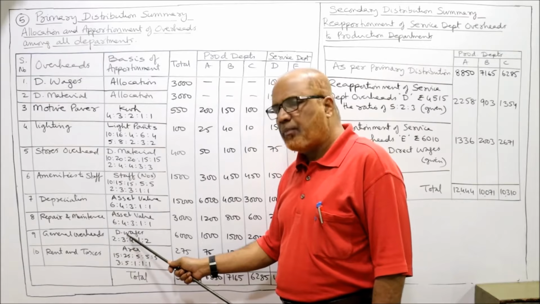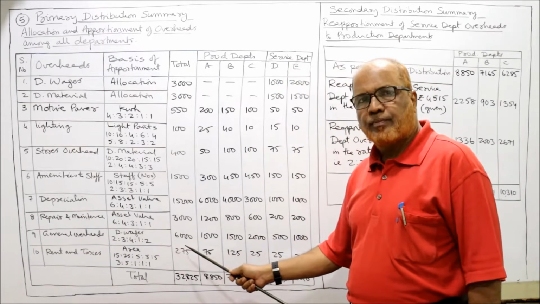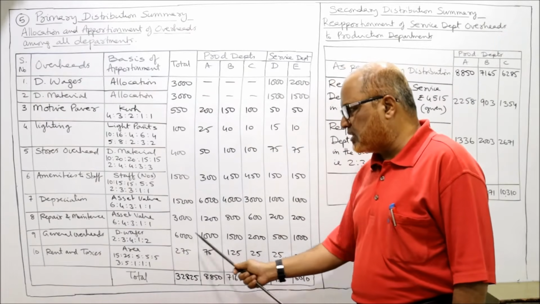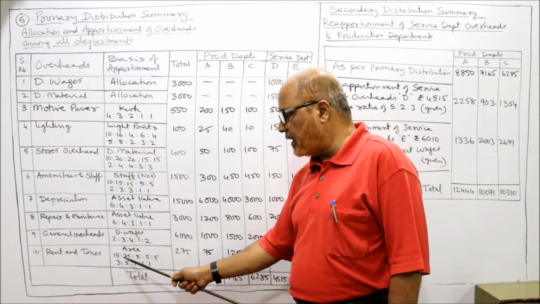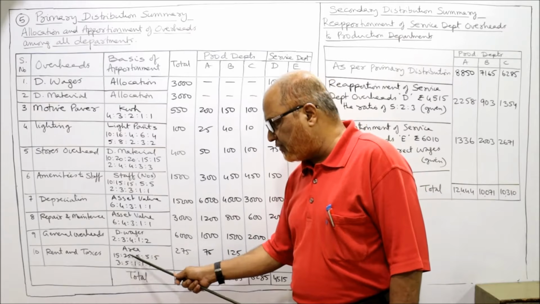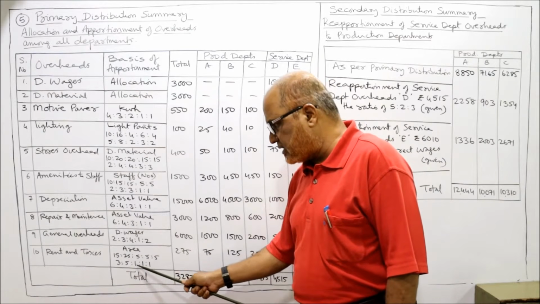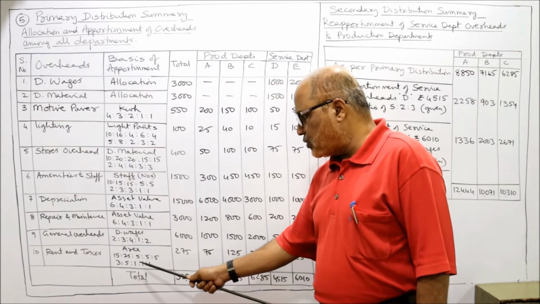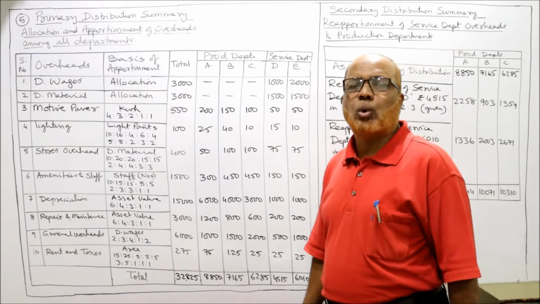Then general overhead will be apportioned on the basis of direct wages. So direct wages 2, 3, 4, 1, 2. This is the direct wages ratio given in the problem. So 6,000 is apportioned in this ratio. Rent and taxes will be apportioned on the basis of area. The area given in the problem is 15, 25, 5, 5, 5. So 5 3s are 15, 5 5s are 25, 5 1s are 5, 5 1s are 5, 5 1s are 5. 3, 5, 1, 1, 1: 8, 9, 10, 11. So 275 into 3 by 11, then 275 into 5 by 11. Like this we have apportioned. We got the total.